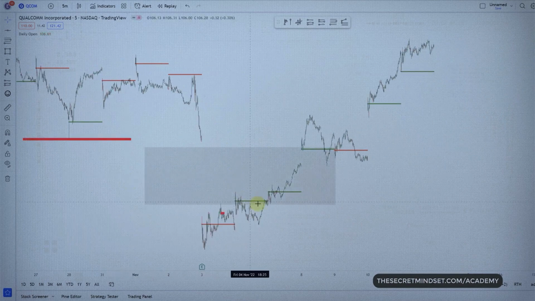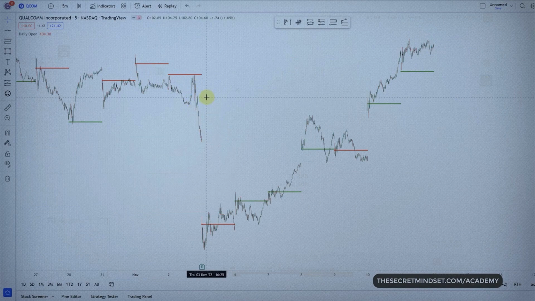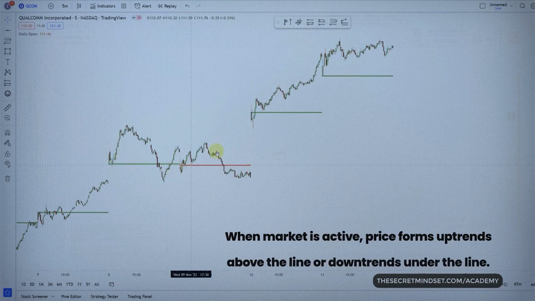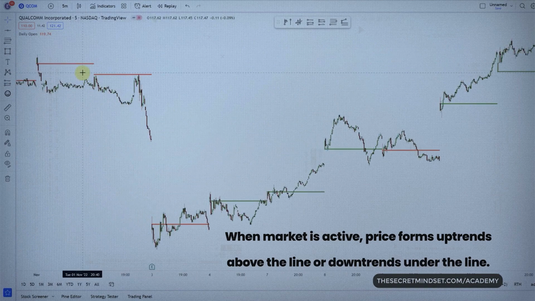When prices are above the opening price, the market is considered bullish. If prices fall below the opening price, it's considered bearish. When the market is active, price doesn't stay around this level of the daily open price, but forms uptrends above the line or downtrends under the line.